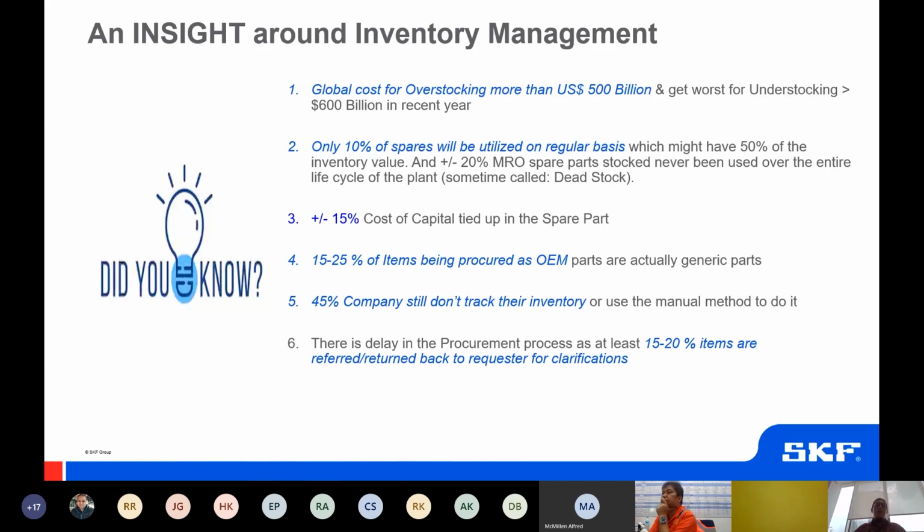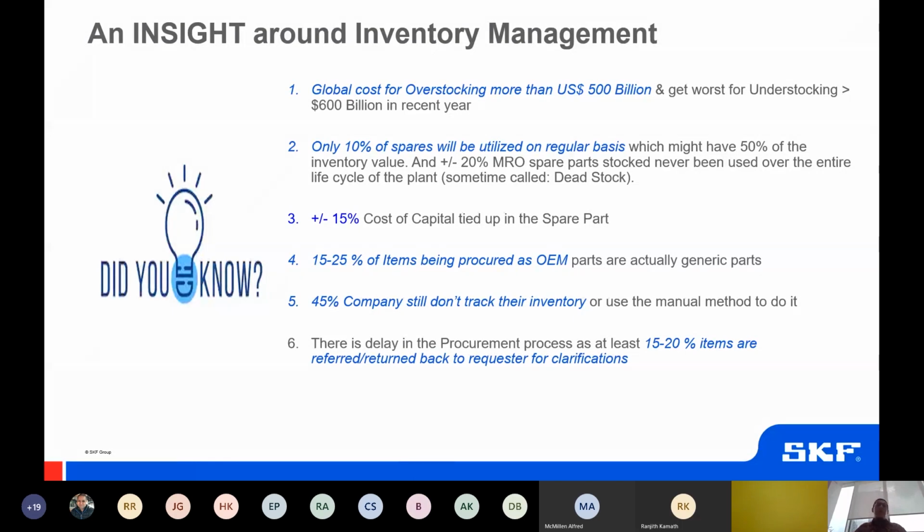Okay. And something to be added here, 20% of MRO spare stock has never been used over the entire life cycle. So can you imagine, you have 50% allocated to only 10% of spares in value, but the other 50% is already reduced by 20%, because that spare part has never been used over the entire life cycle of the plant. Sometimes you may call it dead stock.